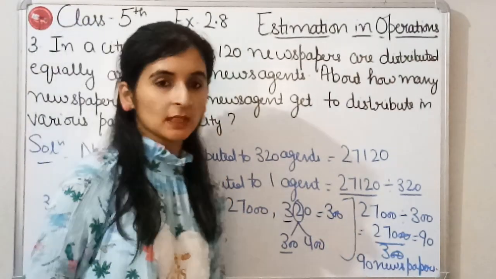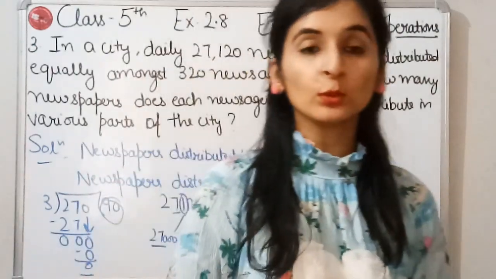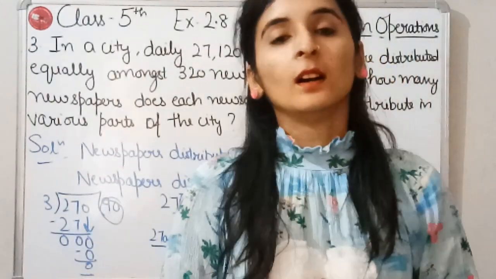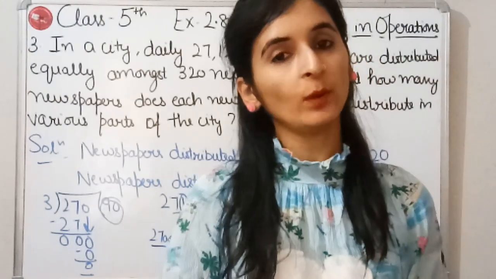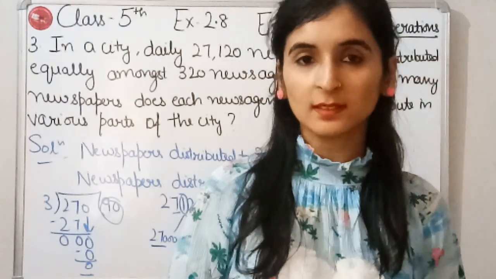Clear? So children, that is how we have to do these kinds of questions. One question, that is question number 4, is left. That is again your homework. You have to try to do it yourself.